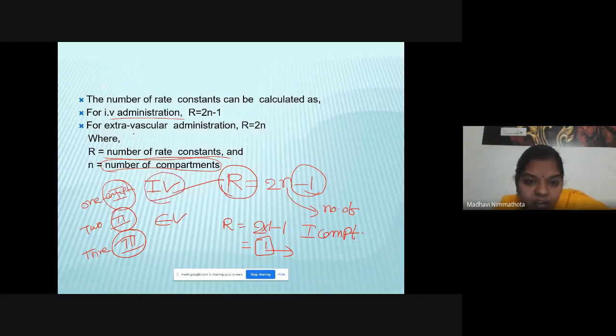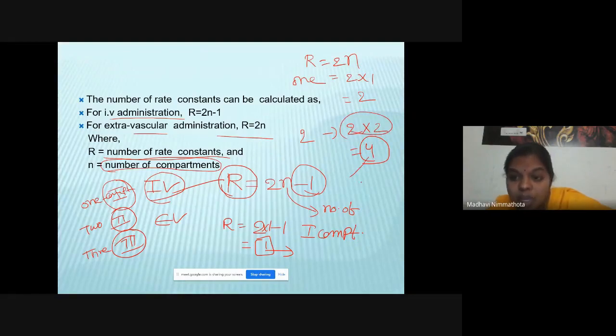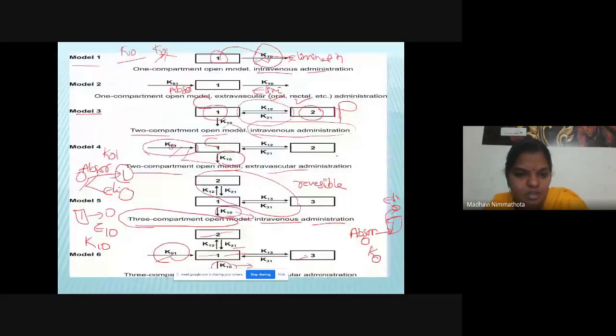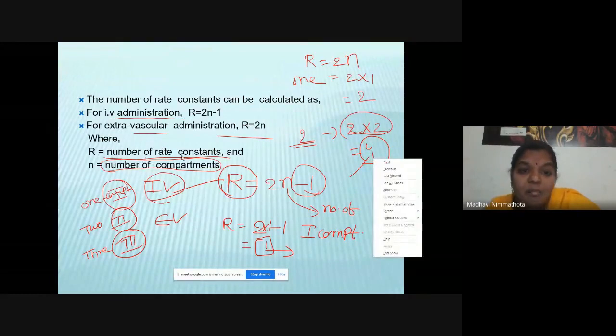And in case of extravascular administration, R is equal to 2 into n. See, in case of one compartment, how will it be? 2 into 1 is equal to 2, right? In case of two compartments, 2 into 2 is equal to 4. So you have to calculate four rate constants. Shall we check it out? So in case of two compartment extravascular, are there 4 constants or not? See 1, 2, 3, 4. Is your calculation balanced or not? See here 1, 2, 3, 4. So that's why here you will get the answer 4. That is what R is, the number of rate constants.